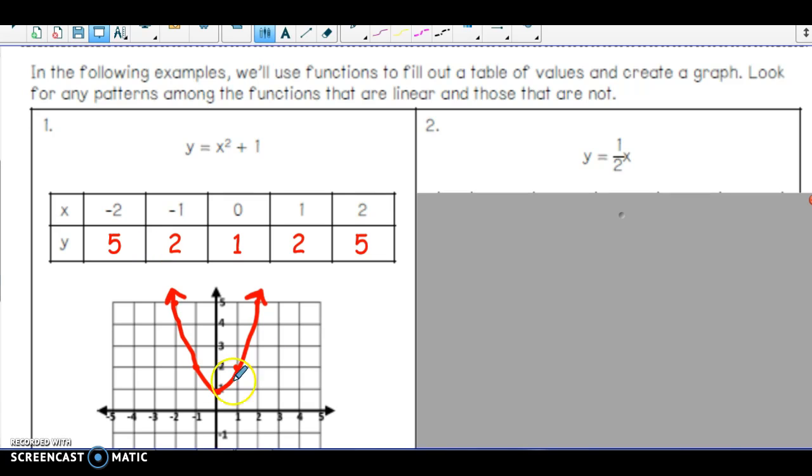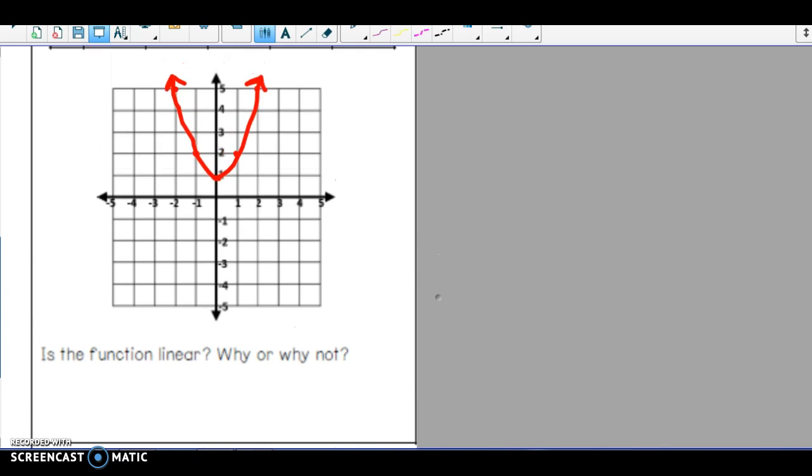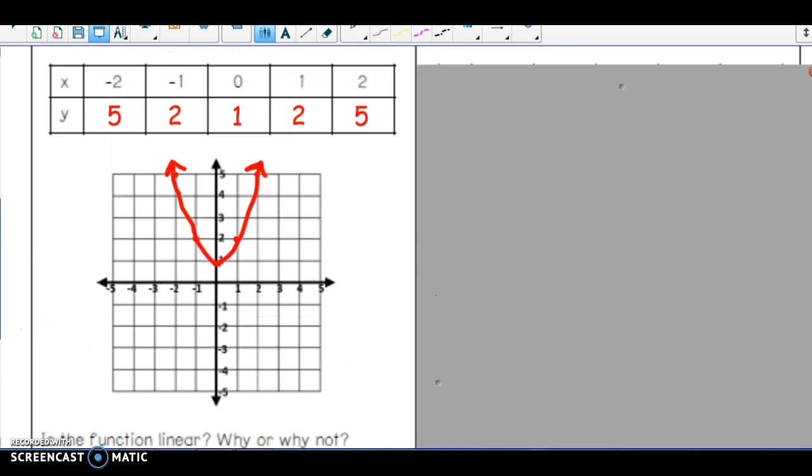Next year, you're going to study this type of graph quite a bit. They're called quadratics or parabolas, and they are not linear. So at the bottom of the page, it asks if it's linear or not, and you're going to say no because it does not form a straight line.